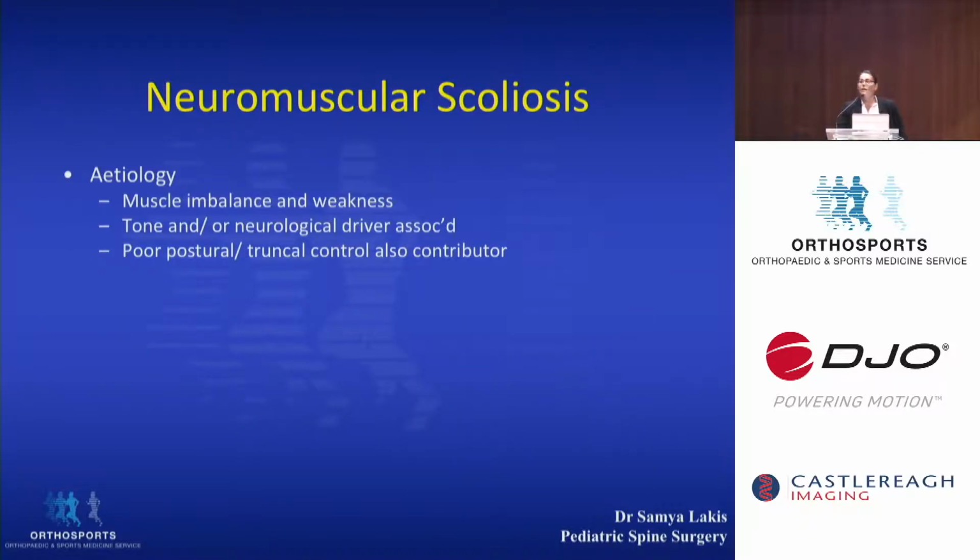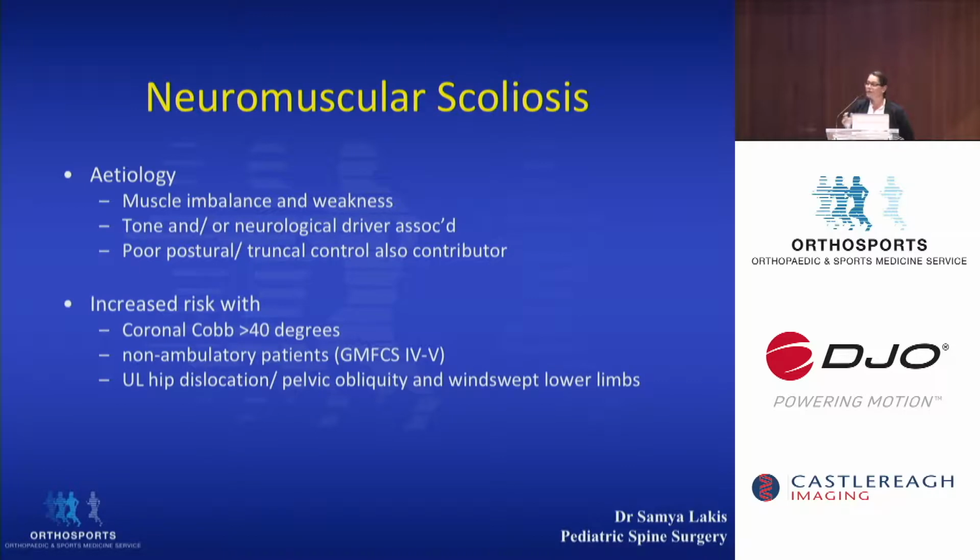So why do these kids get scoliosis? Well, it's a truncal coordination issue. They have muscle imbalance and weakness. They may have increased or low tone, and they'll have a neurological drive associated with this. They have poor posture and poor truncal control. Although this is variable, some children do have good truncal control, and it's one of the things that we assess.